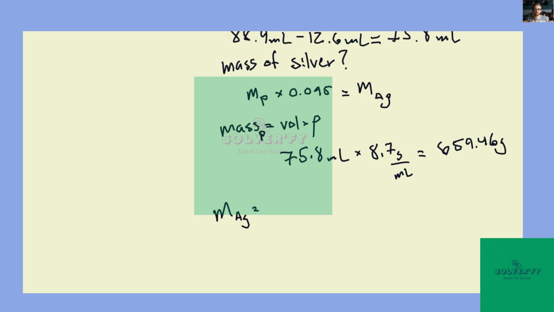So we know to get our final answer, mass of AG, we just need to take this mass P, which is 659.46, and multiply that by the proper percentage. This is a percentage presented as a decimal, 0.095. Let's not forget this is grams. Okay, so we take our 659.46, we multiply it by 0.095, and we get that the mass of our silver is 62.648.